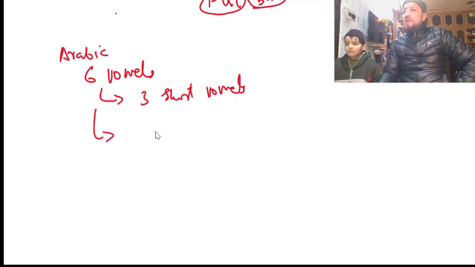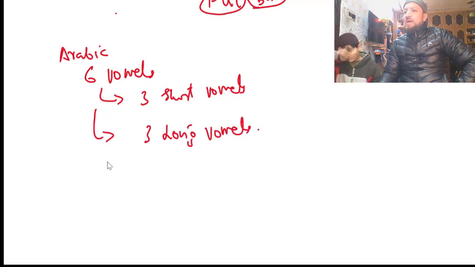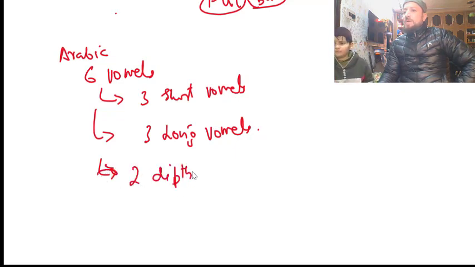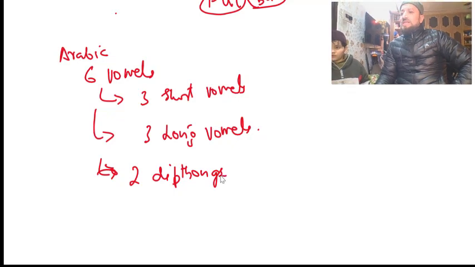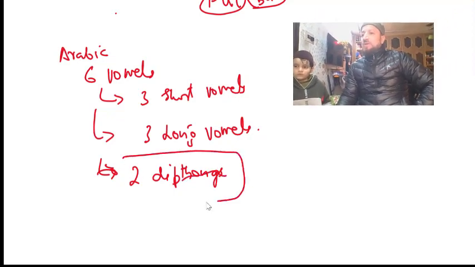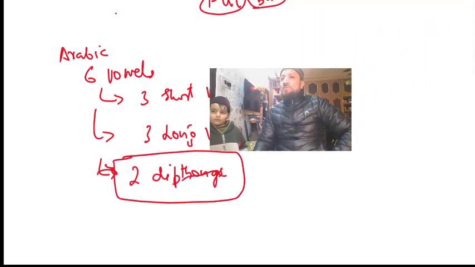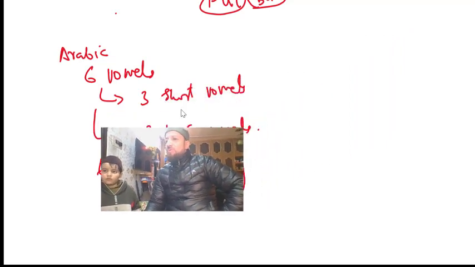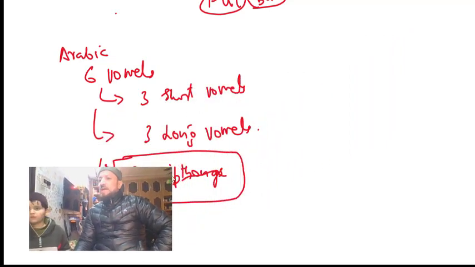And we got 3 long vowels. Okay? And also there are 2 diphthongs. So what is a diphthong? We'll make a separate video on it. Right now we'll not talk about diphthong. But you remember there are 3 short vowels and 3 long vowels and 2 diphthongs.